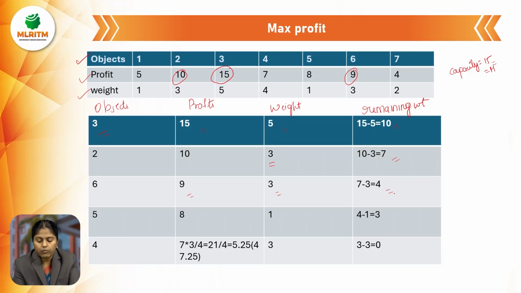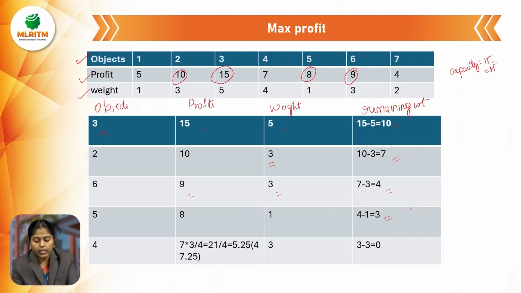Okay, and in the next step, what is the next maximum profit here? 8. Okay, what is the object for the 8 here? 5. What is the profit here? 8. What is the weight here? 1. Now what we have to do again, that is 4 minus 1 is equal to 3. Now what is the remaining weight here? It is reduced to 3 here.